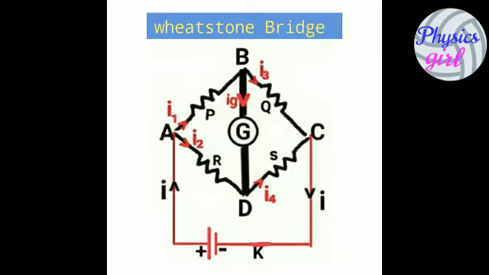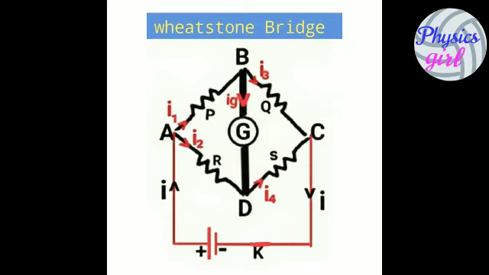This circuit consists of four resistors, that is P, Q, R and S. Here the P resistor is placed in between point A and point B, and the Q resistor is placed in between point B and point C, and the S resistor is placed in between point C and D, and the R resistor is placed in between point A and point D.